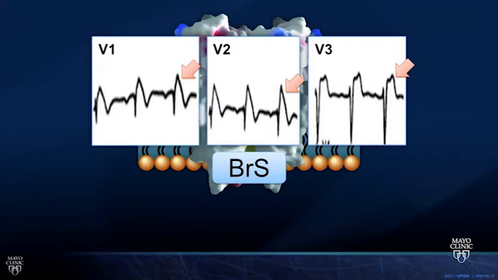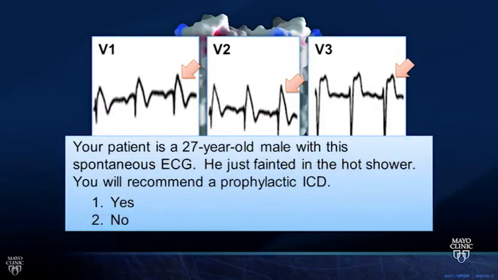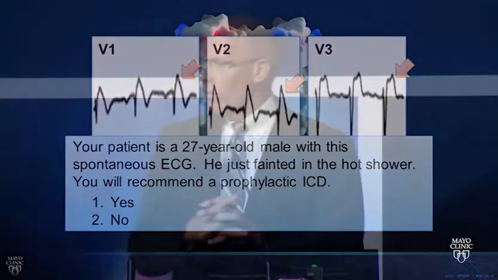So help me out with this patient's electrocardiogram. Your patient has this electrocardiogram. He's 27, and he gives this ECG to you spontaneously, and he just fainted in the hot shower. You'll recommend a prophylactic ICD, yes or no? Just want to get a sense, who are the yeses in the room and who are the nos? Those who would give him an ICD, raise your hand. Those who would not, raise your hand. So he will either get an ICD depending on whether we're Republicans or Democrats. No. It's about a 50-50 split, isn't it?